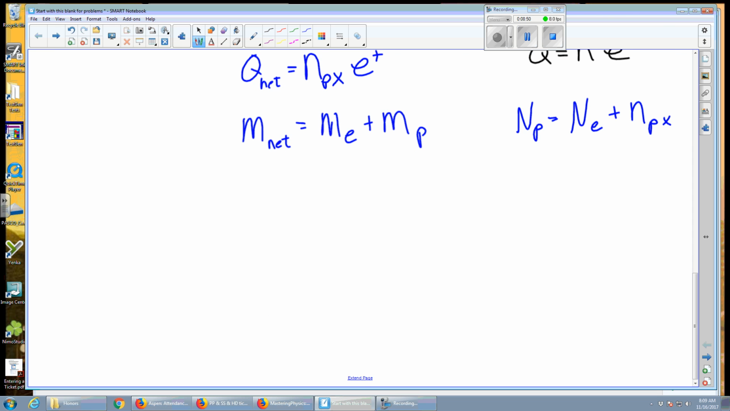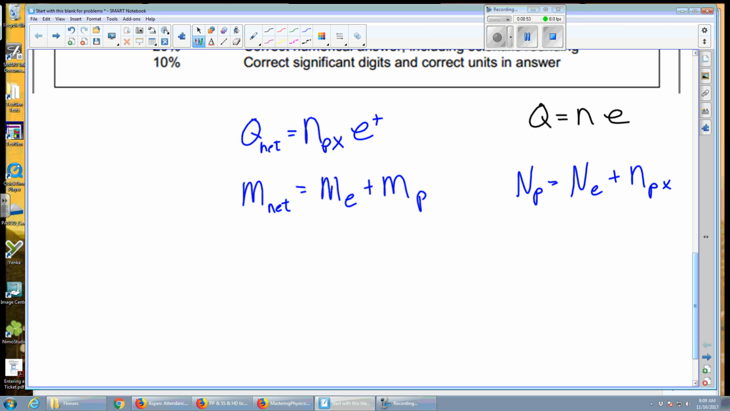So we also would then say the total mass, the net mass, is the number of electrons times the mass of one electron, I'm doing a little m there, plus the number of protons times the mass of a single proton. I know it's kind of hard to tell, but there are capital M's and lowercase m's there.